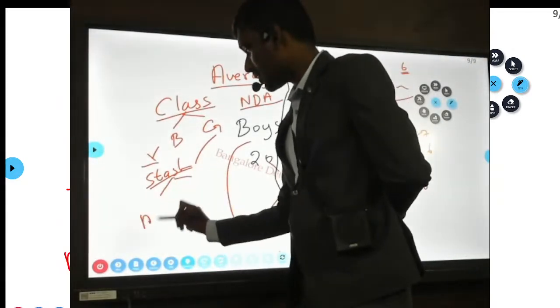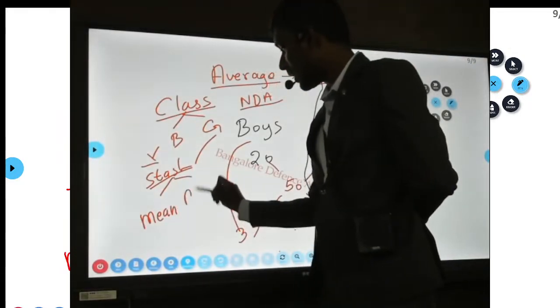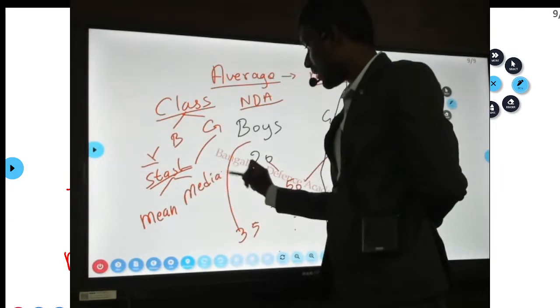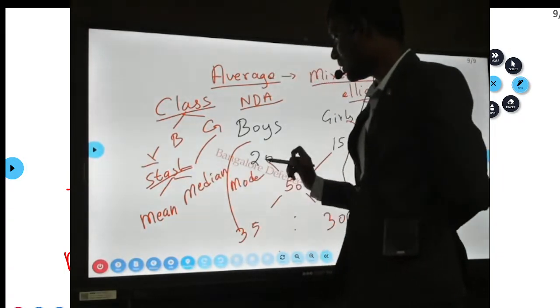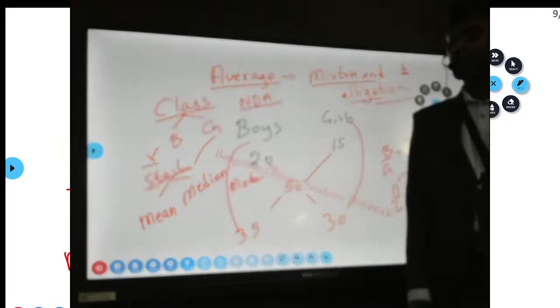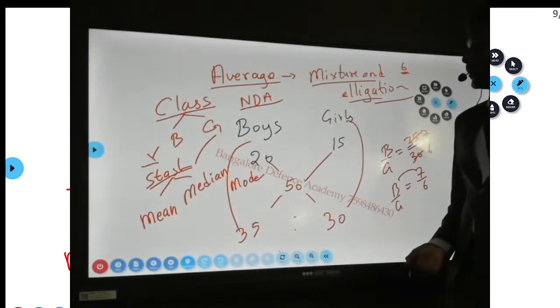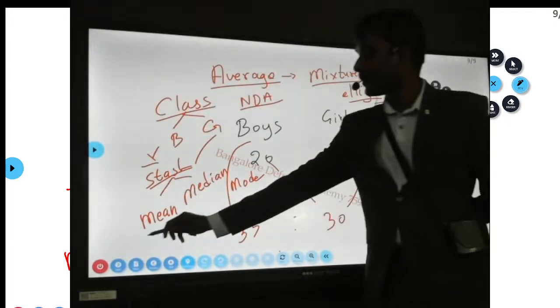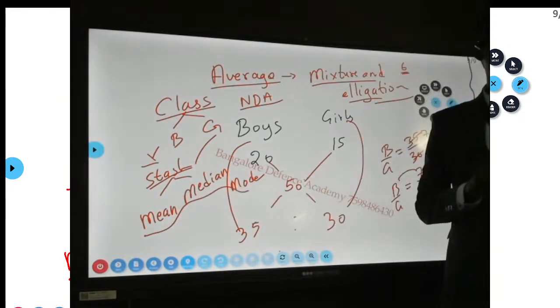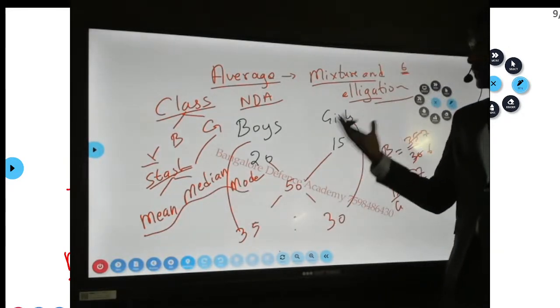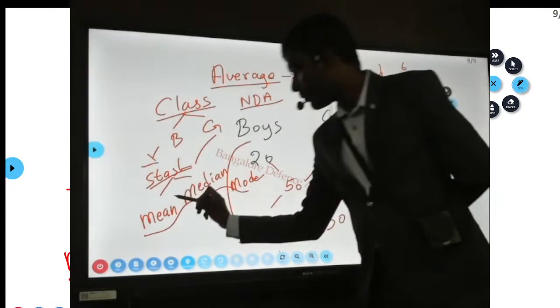You have 3 things, that is mean, median and mode. Have you heard this? Yes, sir. Those are there in 6th, 7th and 9th. Okay, your future is this: mean, median and mode. So try to understand and study, don't learn by heart. So what is mean?